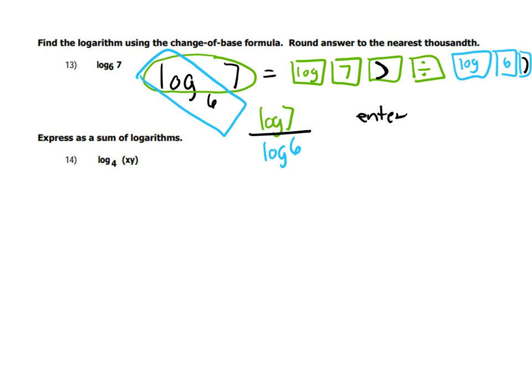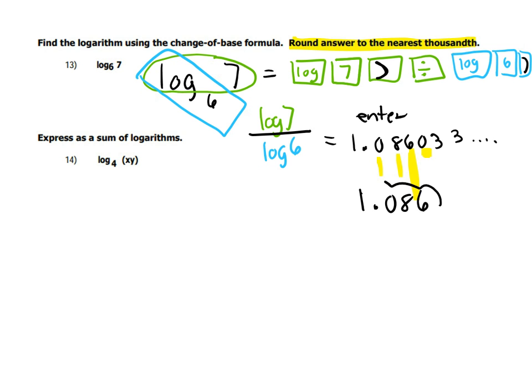And when I did this, I got 1.086033 and so on. I said round your answer to the nearest thousandth. This is tenths, hundredths, this is the thousandths position, and the next number is a 0. So your answer is just 1.086.